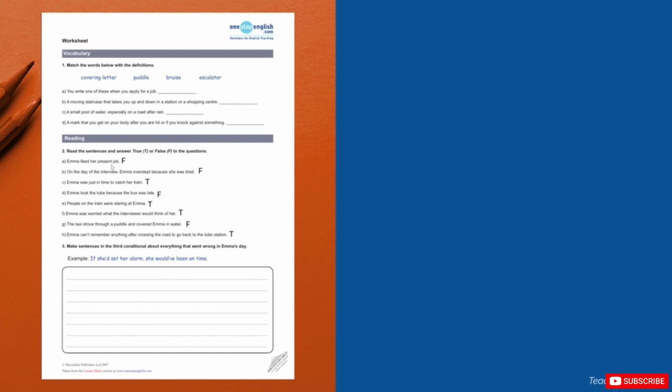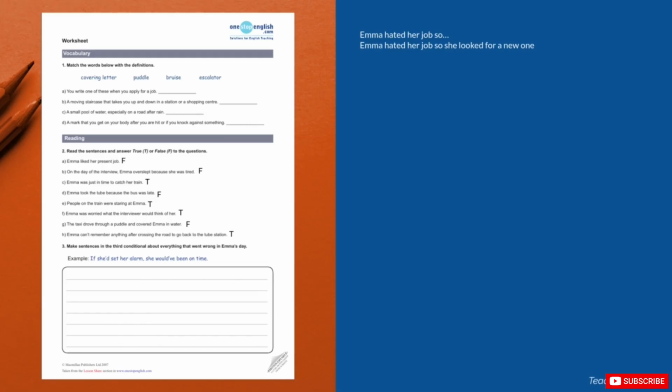So Emma liked her present job. Okay, false. So did she like her present job? And by this stage, they should say no. Say, yeah, no, she didn't like her job. Emma hated her job. So what did she do? And they've already read through the article, so they should be able to give you something like this. Emma hated her job, so she looked for a new one.